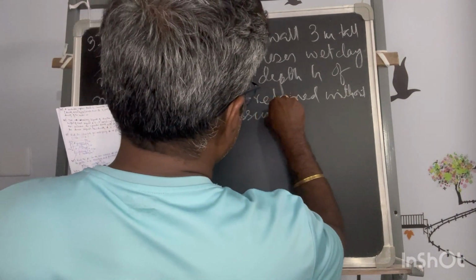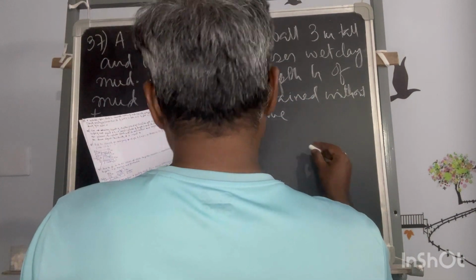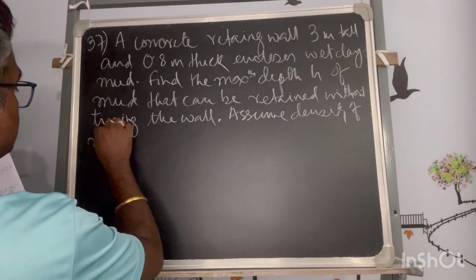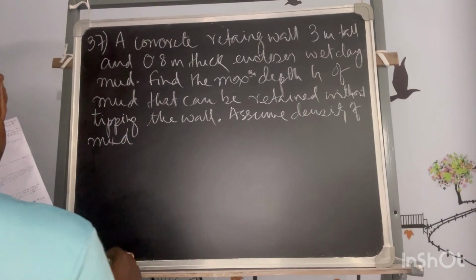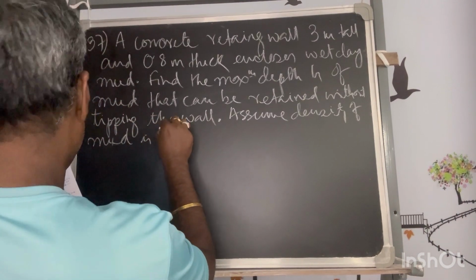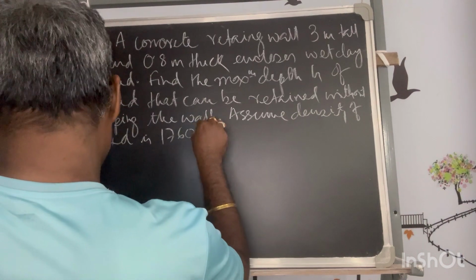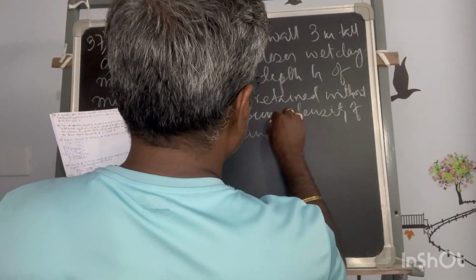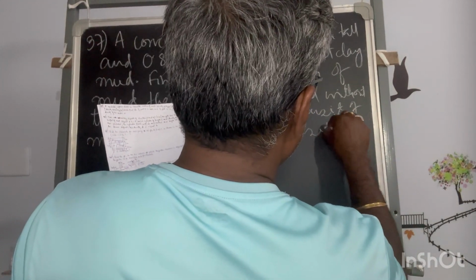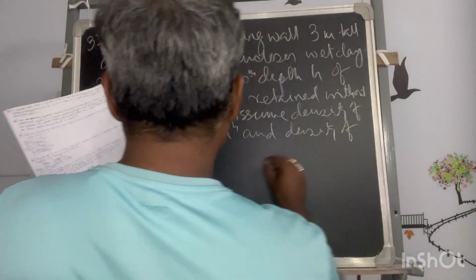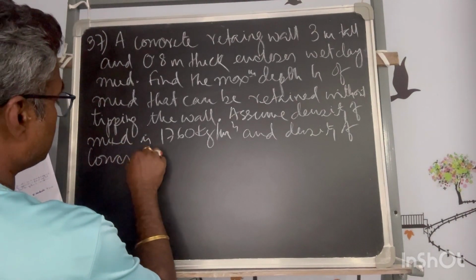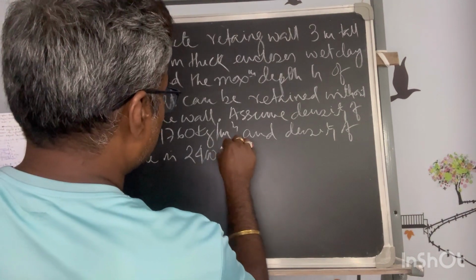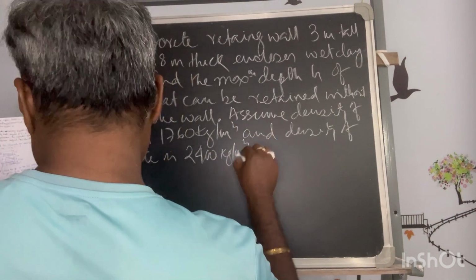Assume the density of mud is 1760 kg per meter cube and the density of concrete is 2400 kg per meter cube.